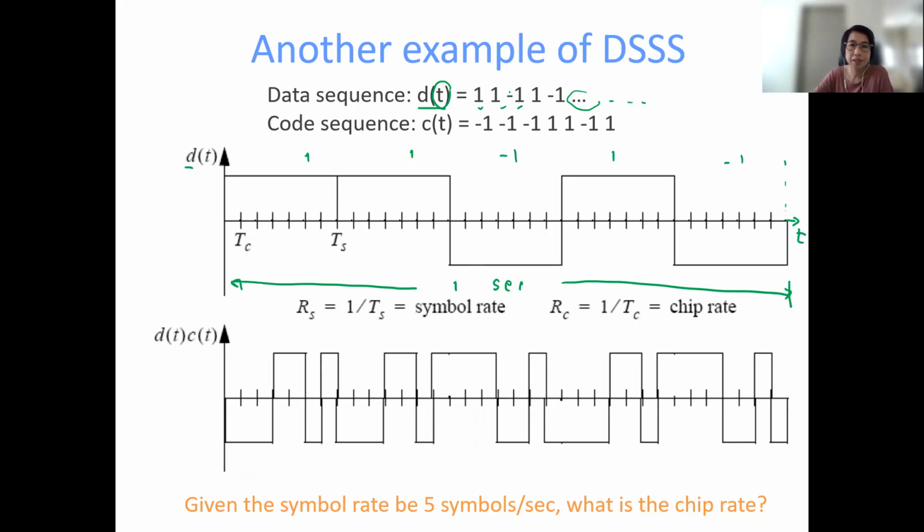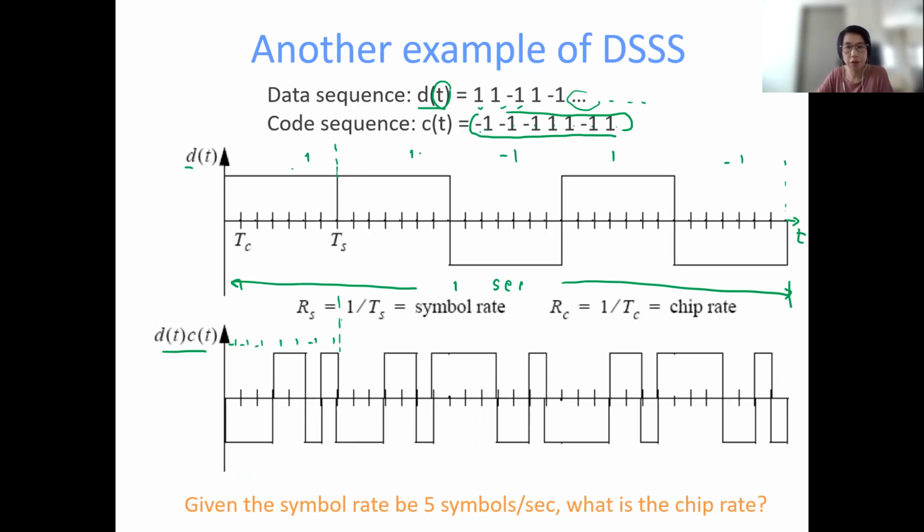And then this data will be mapped using a code like this. Okay, this is a code. Then here is the output of the spreader, right? So you multiply the code for each bit. Okay, this is bit 1. How many is the length of the code? It will be 1, 2, 3, 4, 5, 6, 7, right? So for bit 1 it represents minus 1, minus 1, minus 1, right? 1, 1, minus 1, 1.